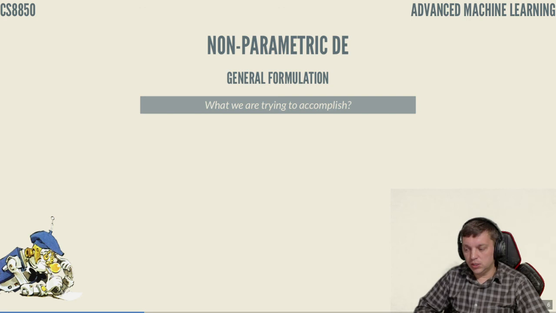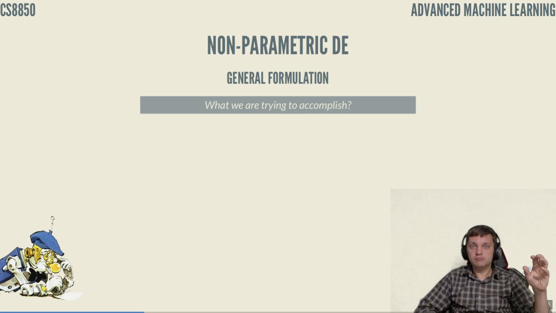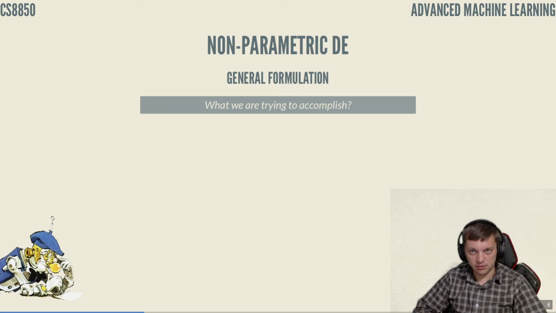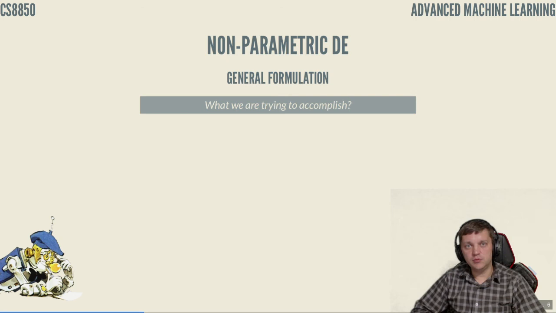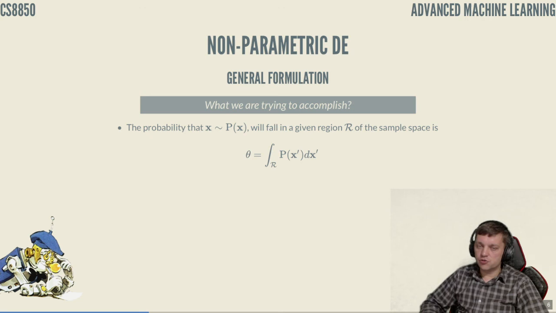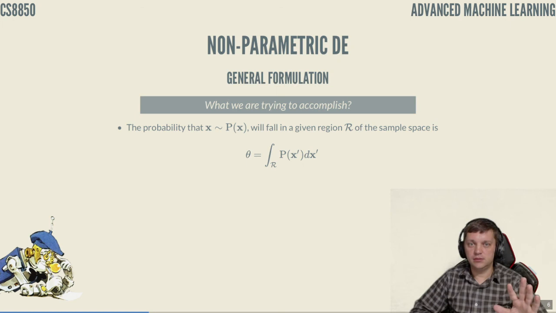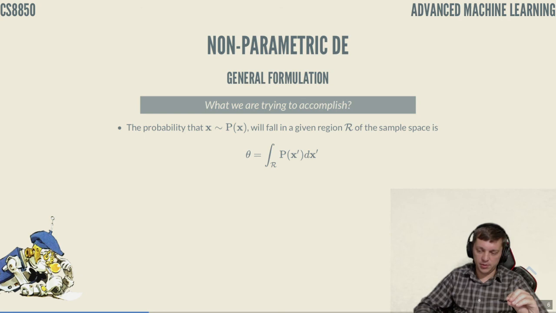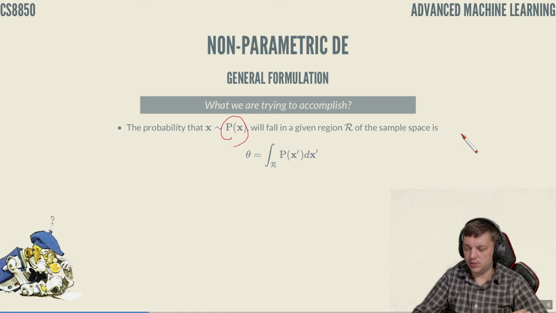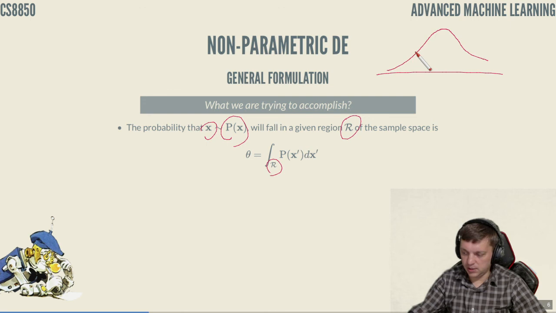Well, what to do instead? Let's instead try something different: non-parametric density estimation that is not a histogram. To see what we're trying to accomplish, we're trying to estimate or to represent the probability that X, a sample from the true probability density, will fall in a given region of the sample space. The probability of a sample falling within a given region of the sample space is just an integral of the density. In the one-dimensional case, what's the probability that your value falls between A and B?